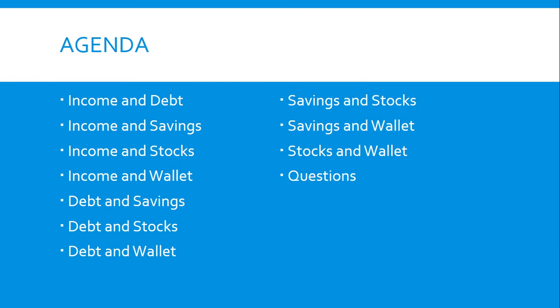Today's agenda, we will review the following tests: income and debt, income and savings, income and stocks, income and wallet, debt and savings, debt and stocks, debt and wallet, savings and stocks, savings and wallet, stocks and wallet, and we'll wrap up the presentation with any questions.